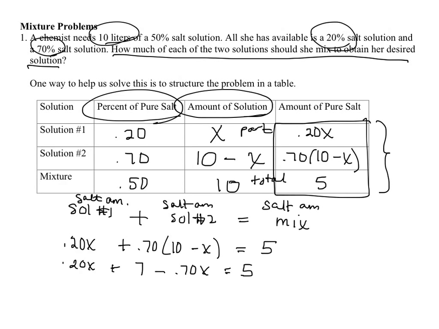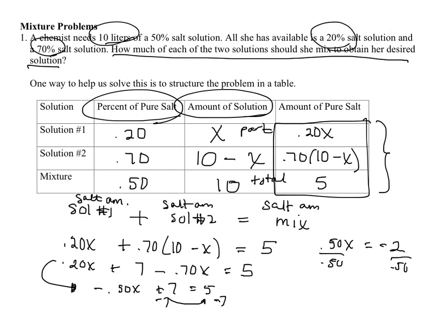Combine like terms on a side, you guys. Minus 0.50x plus 7 is equal to 5. 0.50x is equal to negative 2. What did I just do? I moved this over to the other side as a negative 7. And here I just combine like terms, and then I'm going to divide. So x is equal to 4.